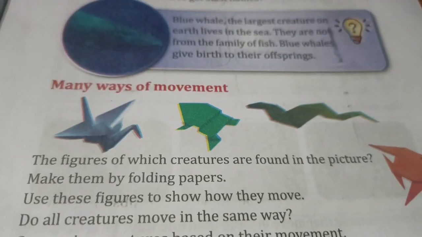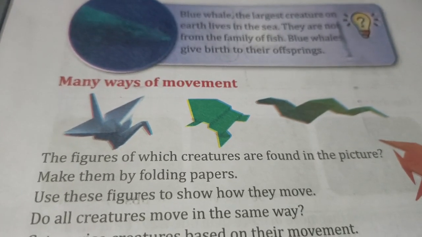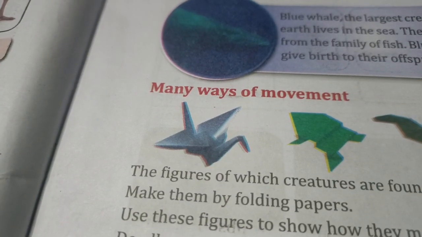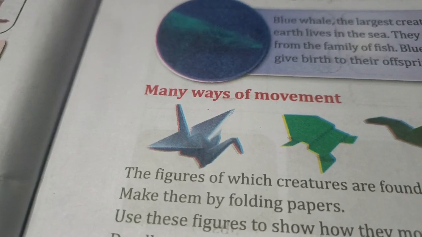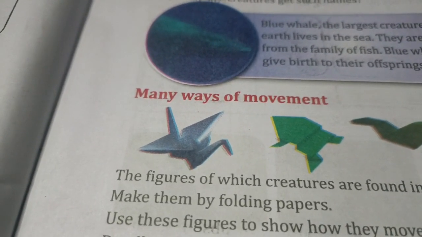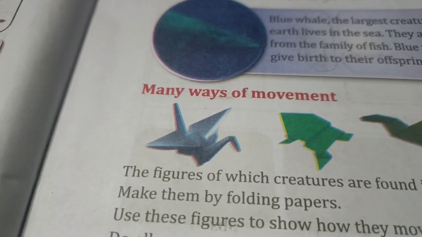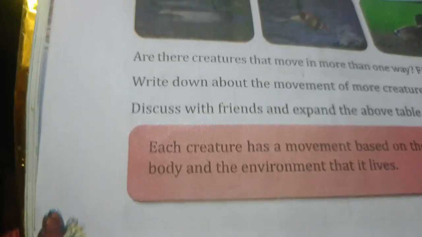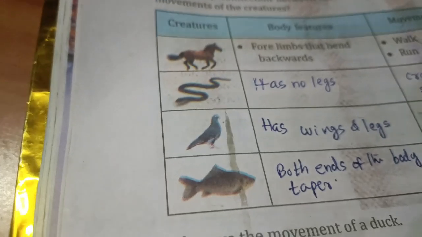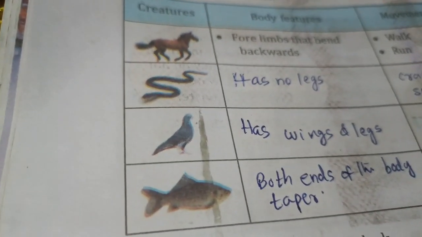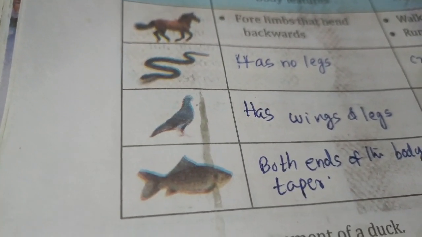Do all creatures move in the same way? No. How many creatures do you know that hop like a frog? Yes, rabbit, kangaroo and grasshopper. On page number 28 you can see some creatures. Horse, snake, pigeon and fish.